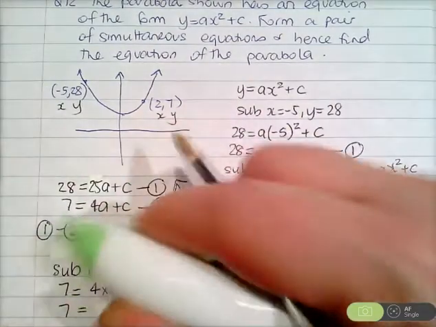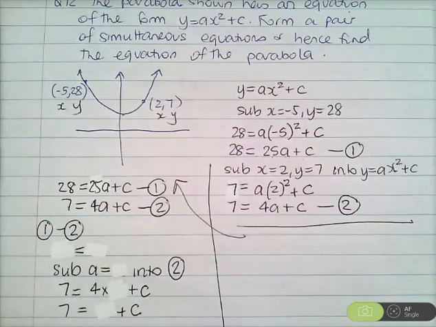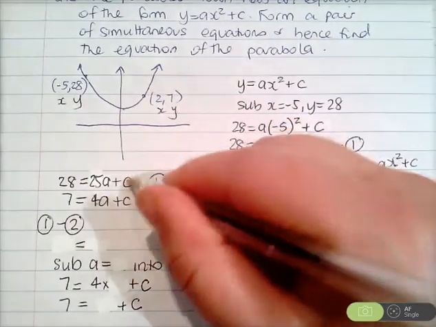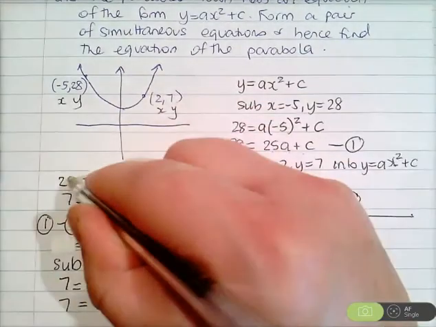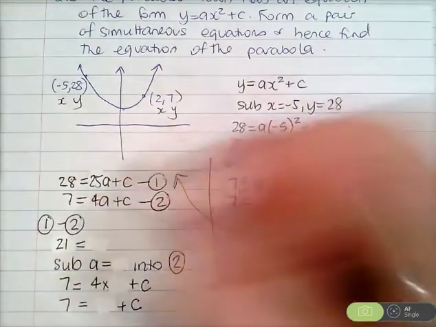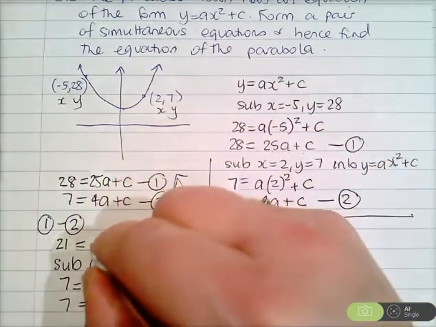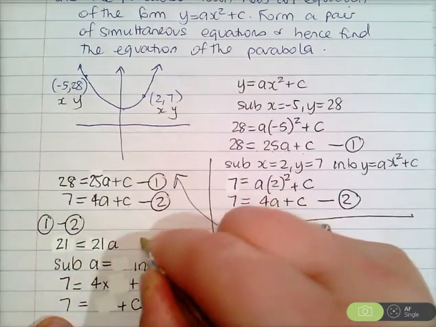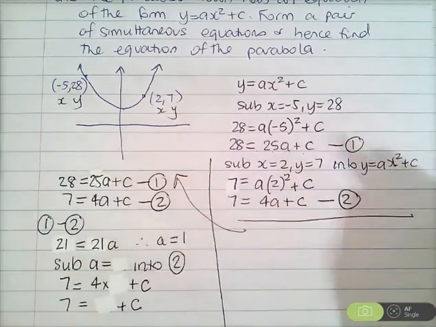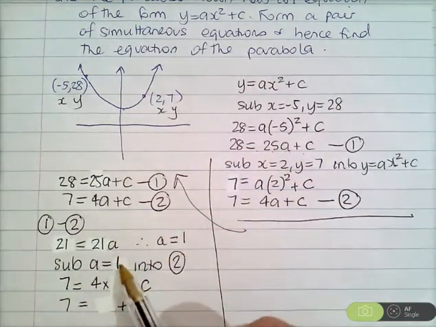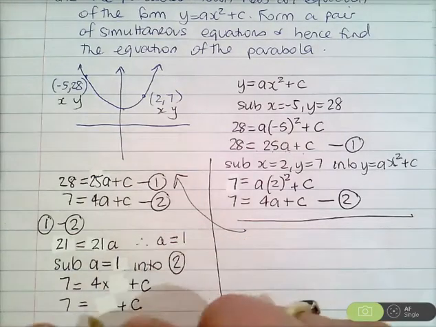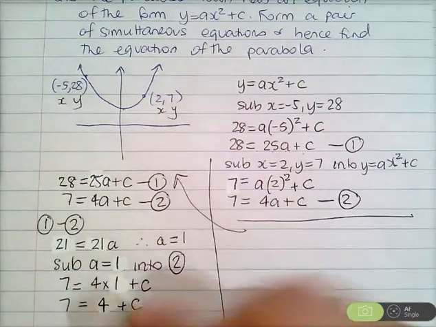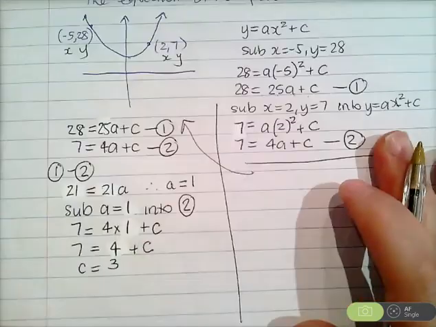And the thing is, you've got to realize when you're getting a ridiculous answer to go back and try and find the mistake. So here again, the c's are the same. So I can do equation 1 minus 2. So 28 minus 7 is 21. 25a minus 4a is 21a. So if I've got that 21a equals 21, therefore I will get that a equals 1. So now I'm going to substitute a equals 1 into equation 2, and I will get 7 equals 4 times 1 plus c. So it's equal to 4 plus c. In other words, c is 3. These are much better values.